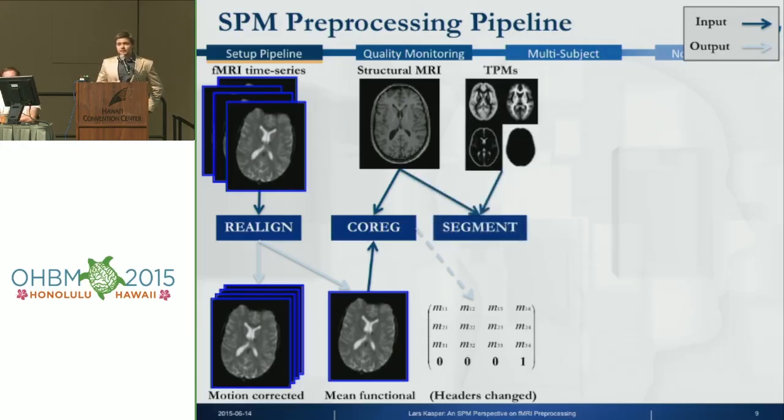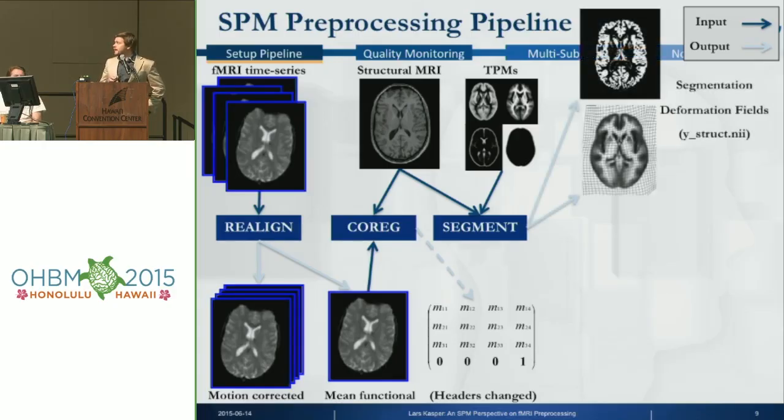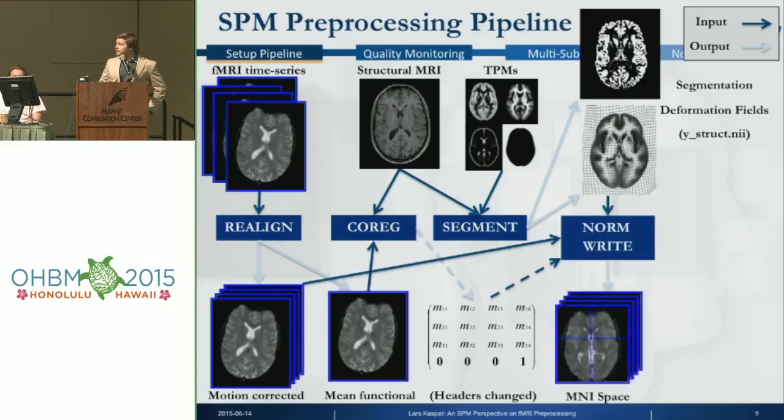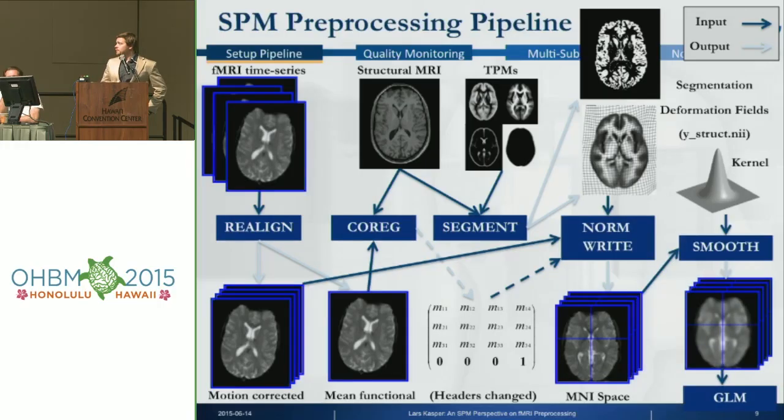And in the next step, we do some segmentation of the structural images with the help of tissue probability maps, which is actually already part of the normalization in SPM, because we get some deformation fields from the procedure of segmenting a structural image given tissue probability maps in our standard space, and we can use these deformation fields to write out our functional images in the MNI space. Finally, we do some smoothing, and we end up with data that is ready for the linear model.